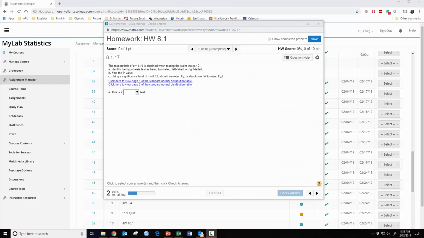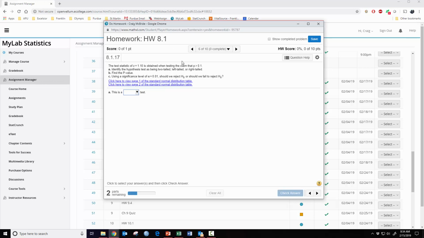Now, in 8.1, you can see that we're back to the normal curve for this one. And how do we know we're on the normal curve? Well, look what it tells you. Z equals 1.10. So if Z equals 1.10, we know we have Z scores, which means we're on the normal curve, right? So there's little things like that that'll give things away that can tell you, am I going to be running Z stats or T stats? I have students ask that all the time. Well, look at the question. Half the time the question tells you.